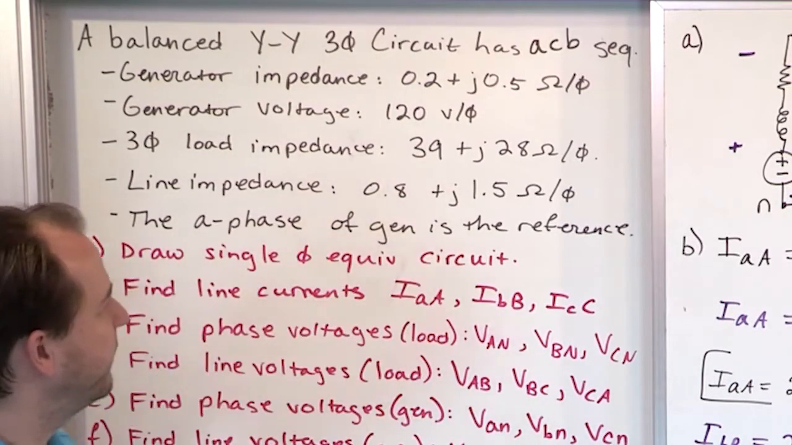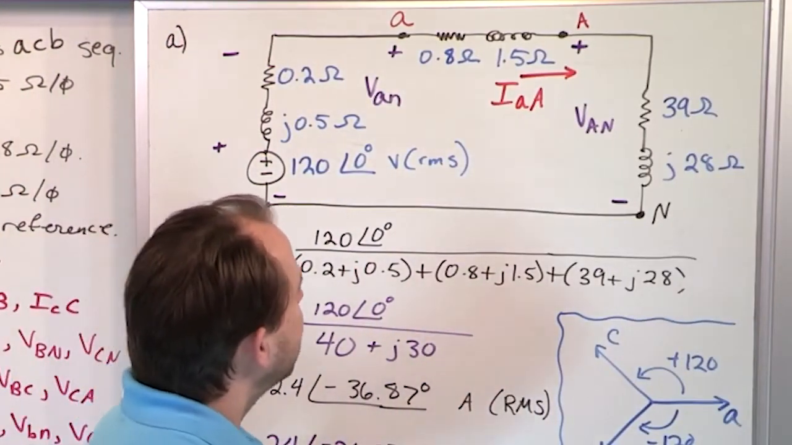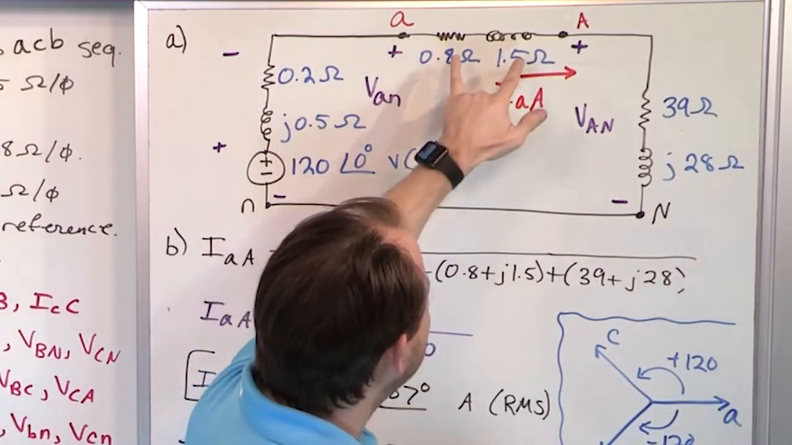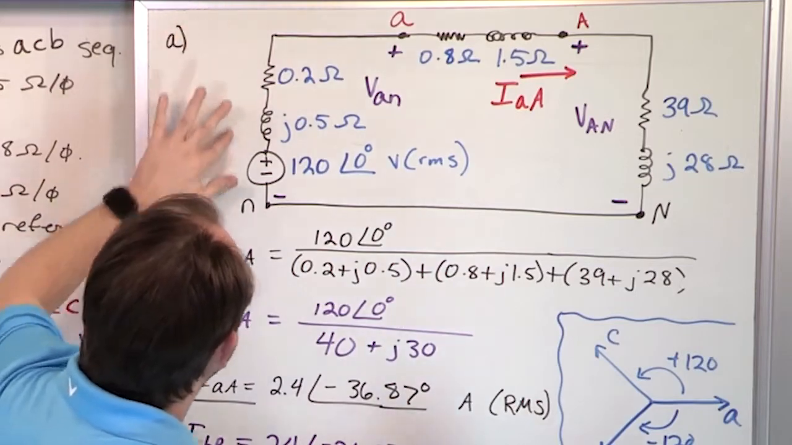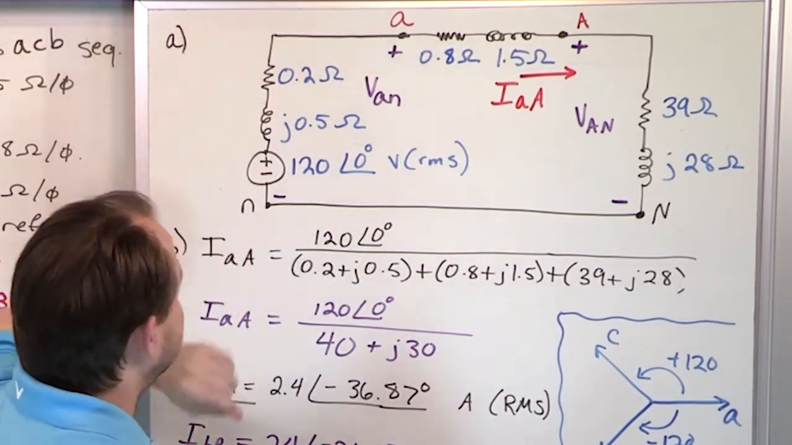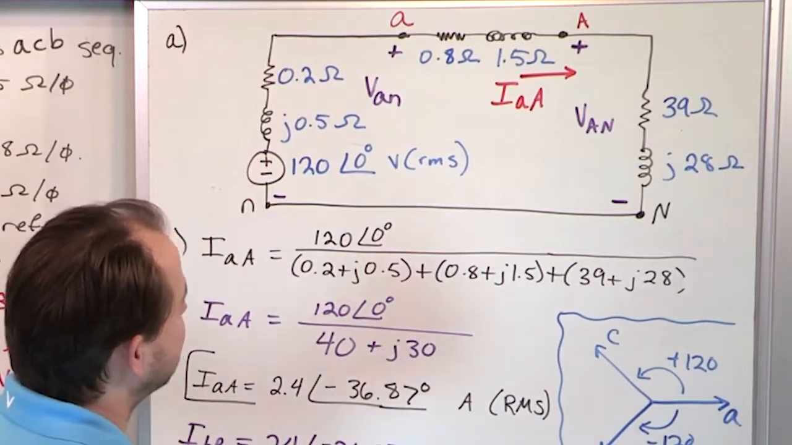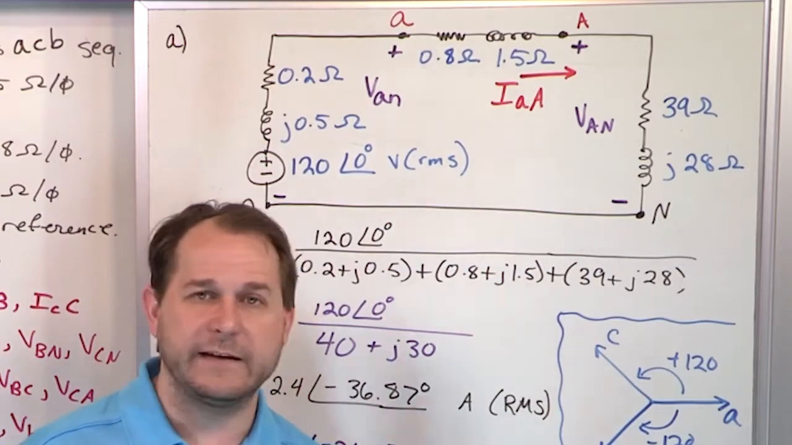Draw a single-phase equivalent circuit. Okay, so let's see if what we have applies. The load impedance is exactly the same as before. The line impedance is exactly the same. The source impedance is exactly the same. And the source voltage stays exactly the same too. So it looks like the single-phase equivalent circuit actually stays the same. And it does. There's nothing that changes.